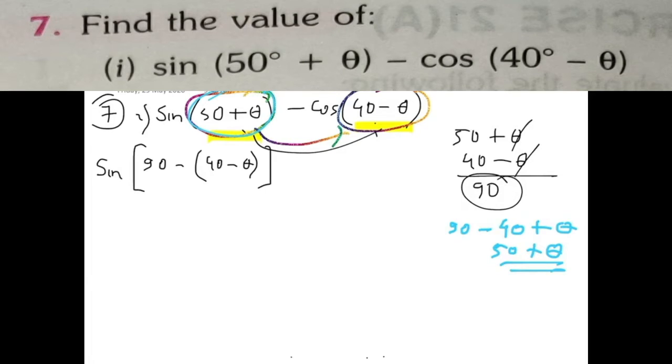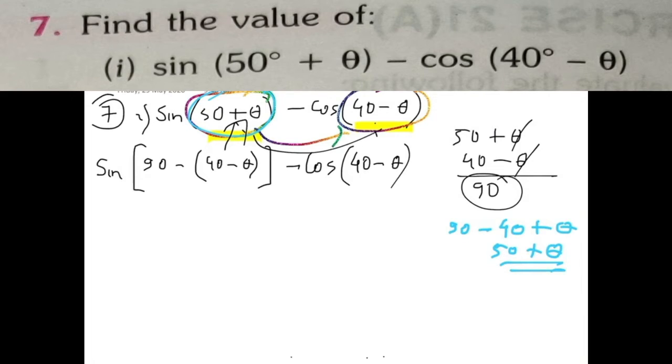You can see here in this bracket we have 50 plus theta. That means if I subtract 90 minus 40 minus theta, I am going to get what is there in the bracket. So instead of writing 50 plus theta, I wrote 90 minus 40 minus theta. And since I am changing the first one, I am not going to change the second one. The second one will remain as it is, cos 40 minus theta.